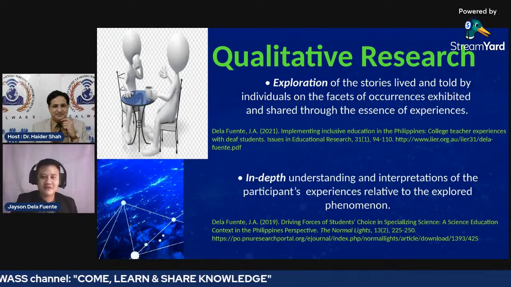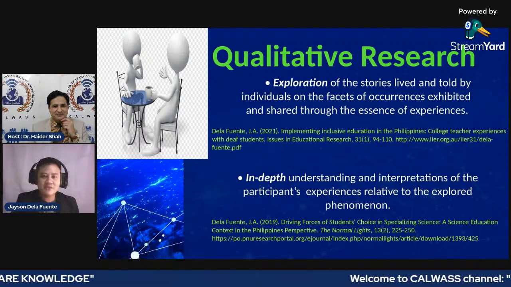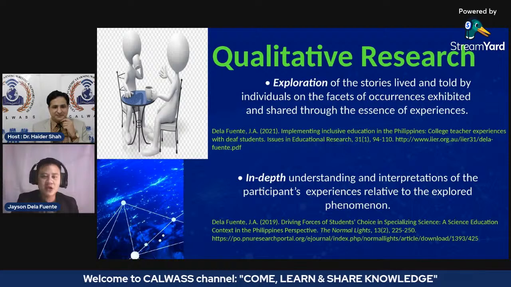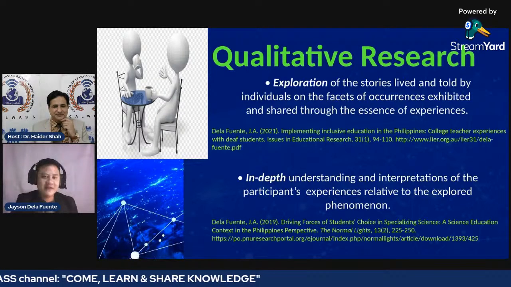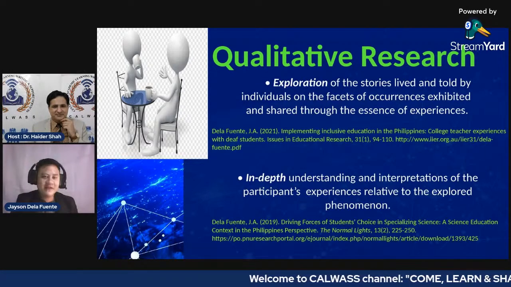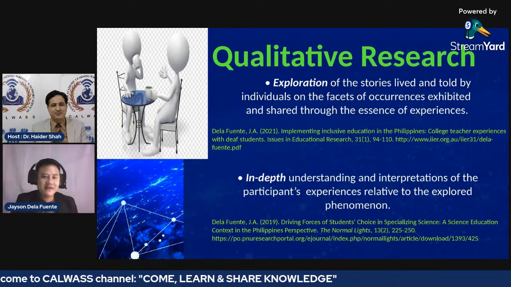Qualitative research is actually an exploration of stories lived and told by individuals on the facets of occurrences exhibited and shared through the essence of experiences. This definition was taken from my published qualitative research article in 2021 entitled Implementing Inclusive Education in the Philippines, College Teacher Experiences with Deaf Students and Issues in Educational Research.